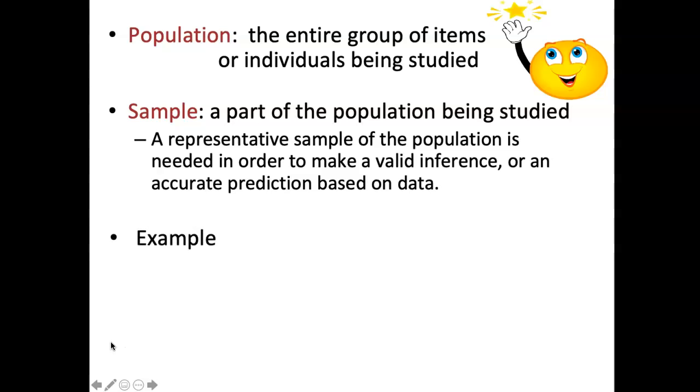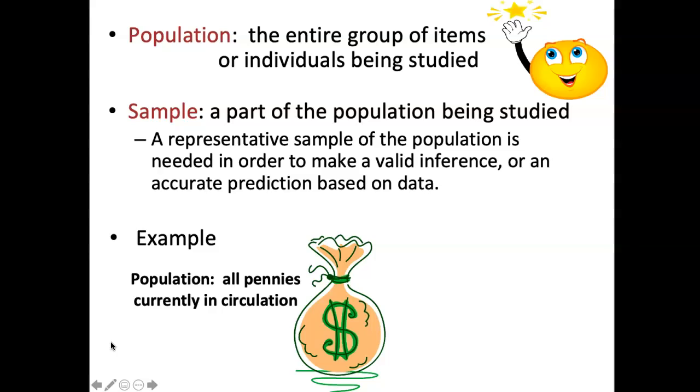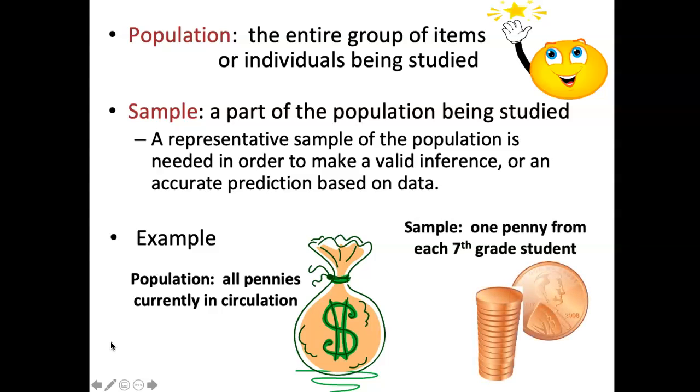So for example, a population is all the pennies currently in circulation, and a sample, which is a smaller part of the population, is just like 1 penny from each grade 7 student. Okay, so there are fewer in the sample. It's a smaller group.